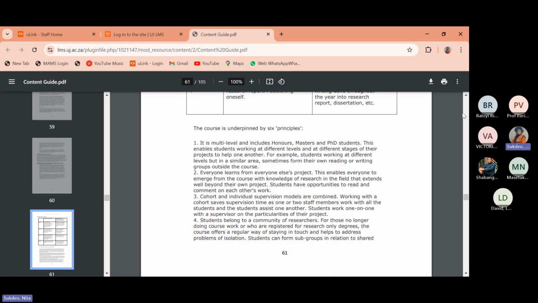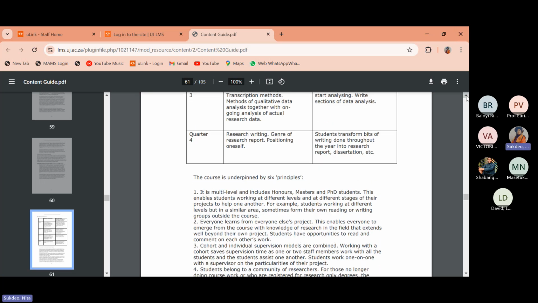Quarter 4 was where they decided to have research writing workshops: how to write a research report, positioning oneself and one's voice into the entire research. Students transformed bits of the writing done throughout the year into a research report and dissertation. This is taking all the information and putting everything together to write the entire report.